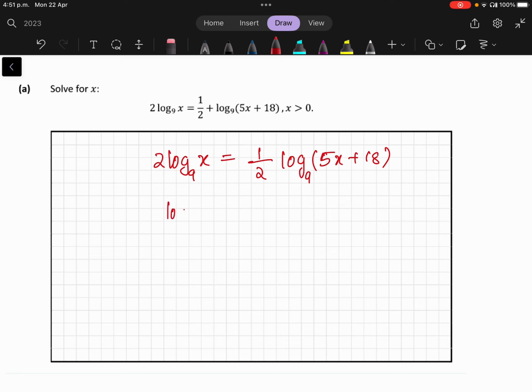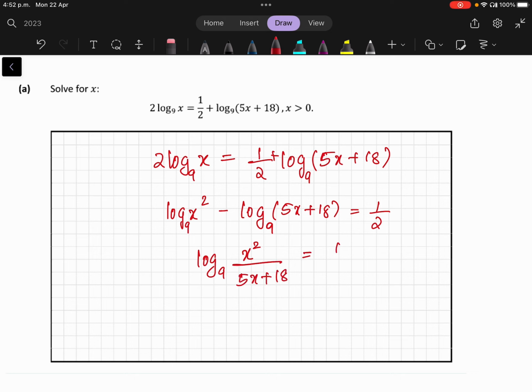So this can be written as log x square to the base 9, minus, okay, so there's a plus here, so minus log 5x plus 18 to the base 9 is equal to 1 over 2. Now remember, whenever you have a minus, it can be written as division. Okay, so that's also there in the formula book. So you can write this as x square by 5x plus 18 is equal to 1 by 2.